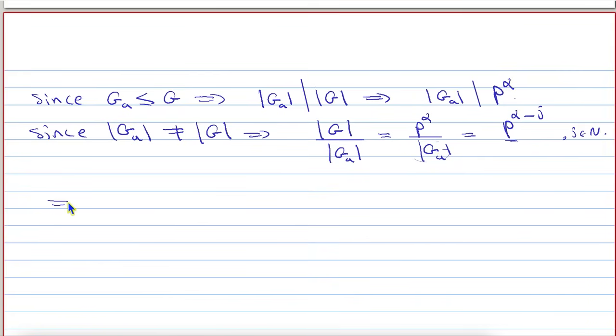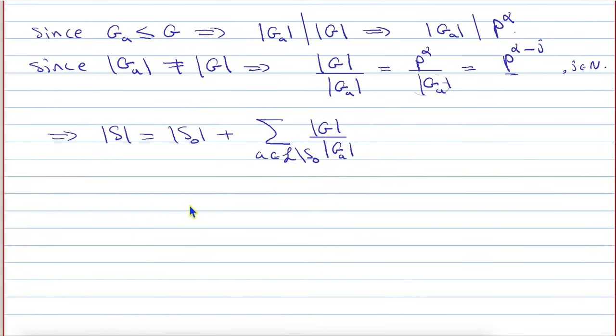Because the order of the stabilizer divides the order of the group. And now we can write the size of S, which is the size of S naught, plus the summation of the order of G over the order of the stabilizer. We can write it as follows. So this equals the size of S naught plus p. We can take p out from each term here. Okay, so p multiplied by the summation of p to the power alpha minus j minus 1. Okay, where j is just some natural number.